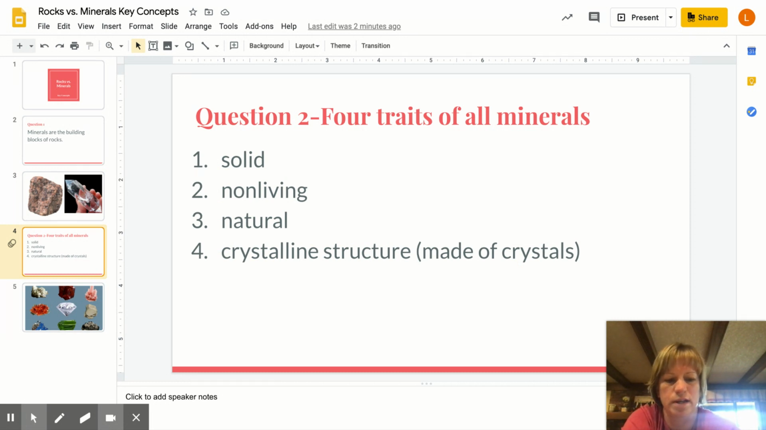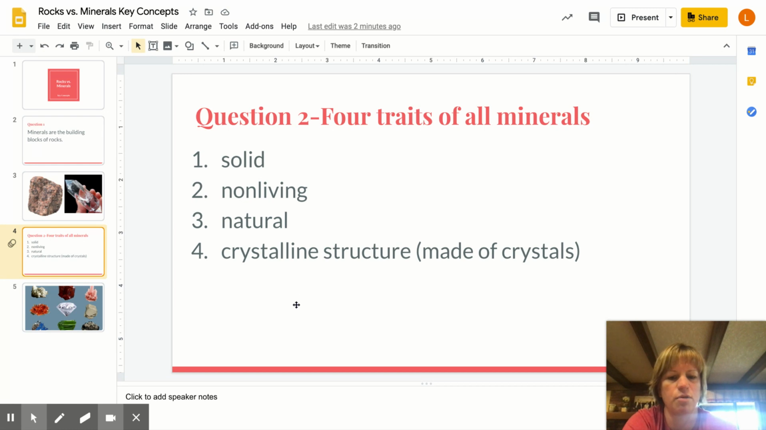There are 4 traits of them. The first 3 I think are super easy to understand, and you should be adding this to your doc. Solid. Okay, that makes sense, right? Like I'm not saying they can never melt in the rock cycle. We're going to get to that in our unit. They're also non-living. Well, yeah, they're natural, which means not man-made.